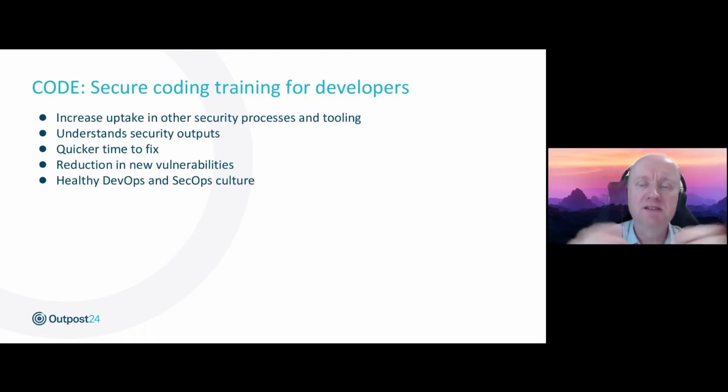So what are the benefits? What are very quickly some of the benefits? Kind of hinted at most of these, I think, already. But overall, we'll have better security processes, better understanding, quicker time to fix problems if they appear at all, a reduction in the new vulnerabilities, and overall a better relationship between the DevOps and SecOps teams, because there's a better understanding of the security implications.